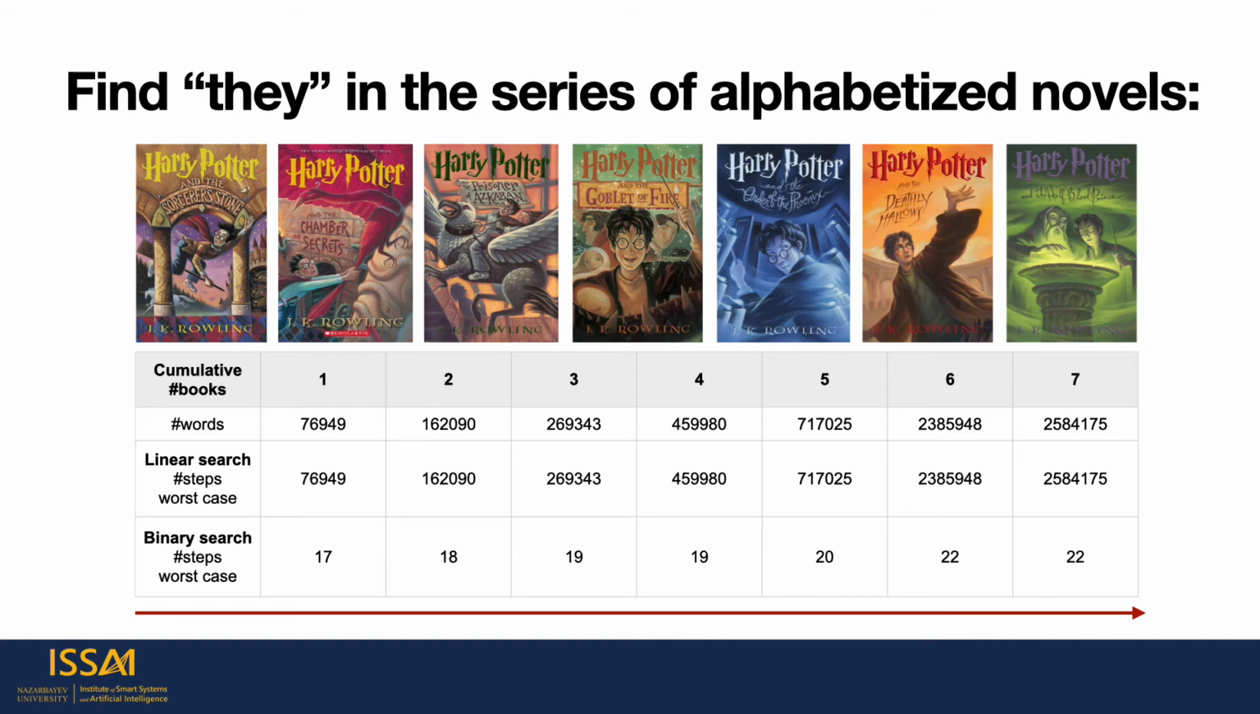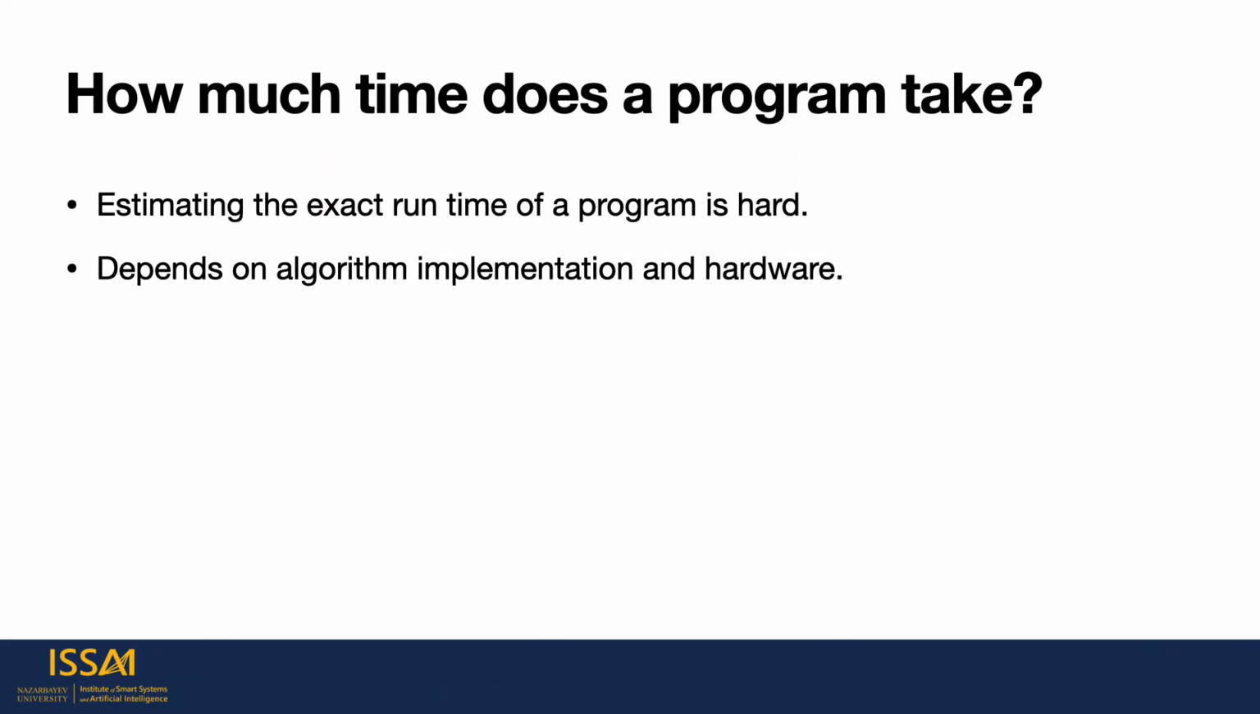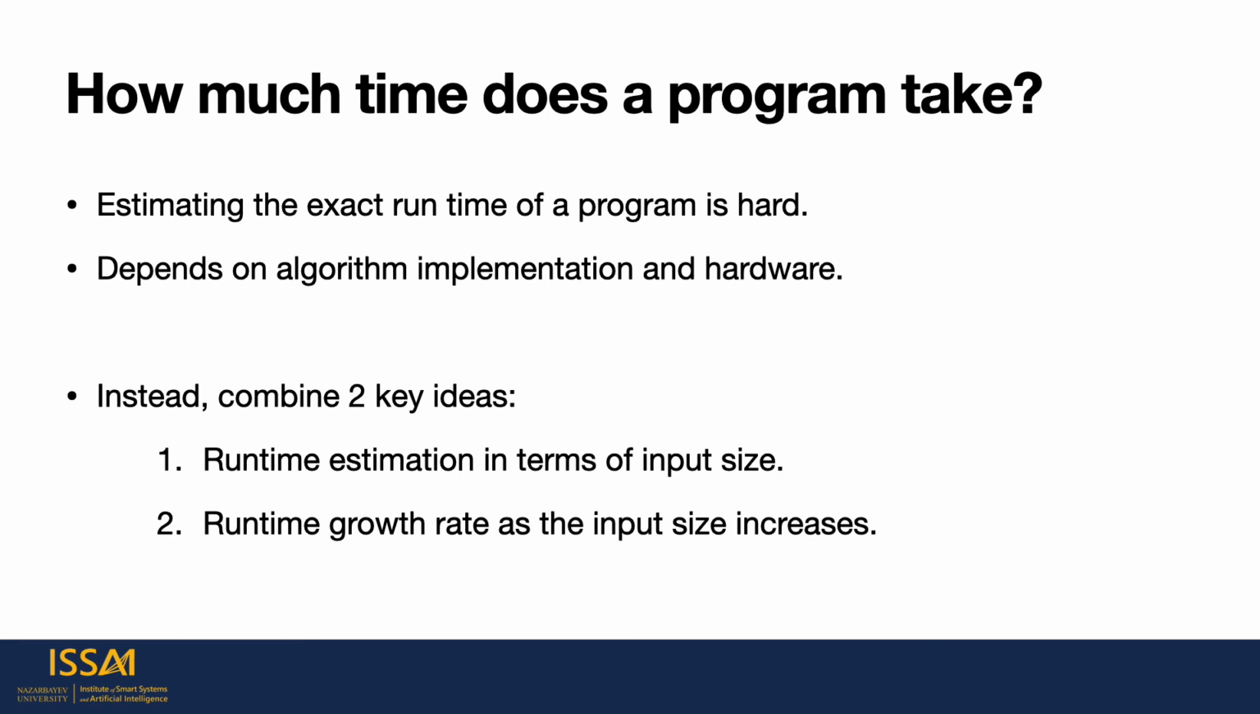To sum up, with the help of Harry Potter, we just analyzed how many steps a search would take in terms of word count, and then we observed the growth rate as the count increased. Keeping this in mind, let's go back to time complexity. The fundamental question we're dealing with here is how much time a program takes. Estimating the exact runtime in seconds or minutes is hard, as it depends on the program implementation and the machine where the program runs. Instead, we use a combination of the two ideas that we just covered. First, estimate runtime in terms of input size, and second, analyze the growth rate as the input size increases.